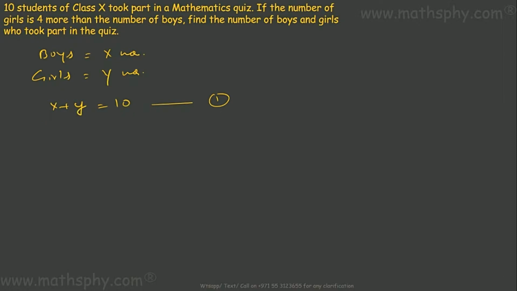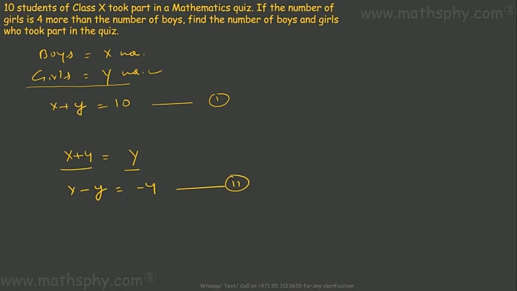If the number of girls is 4 more than the number of boys, means this number y or the number of girls is already 4 more than total number of boys. Means if I have to equate x and y, this y is already 4 more than the number of boys. So if I add 4 here, number of boys and number of girls would be equal. So this would be x minus y would be minus 4. That's my second equation.